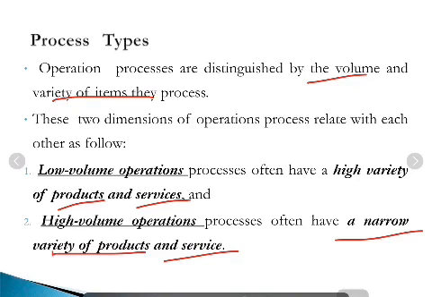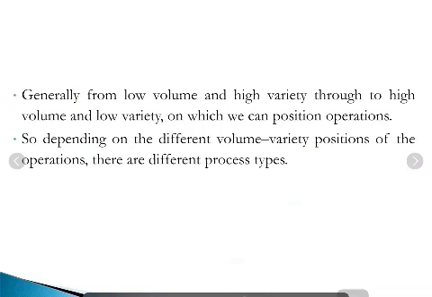High volume operations are the most standardized on a product. When volume is high, we produce one type or two types of product in large quantity, but the product variety is small, and we call it high volume operation. In low volume operations the variety is large, but the quantity of each product is small, and we call it low volume operation. So we have two types of process type, low volume and high volume.